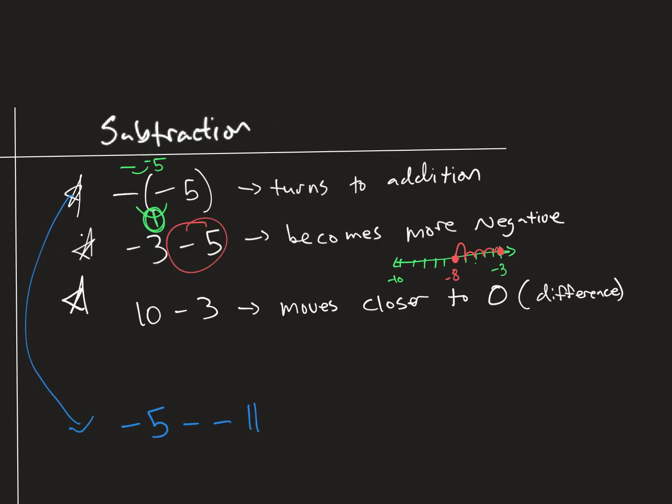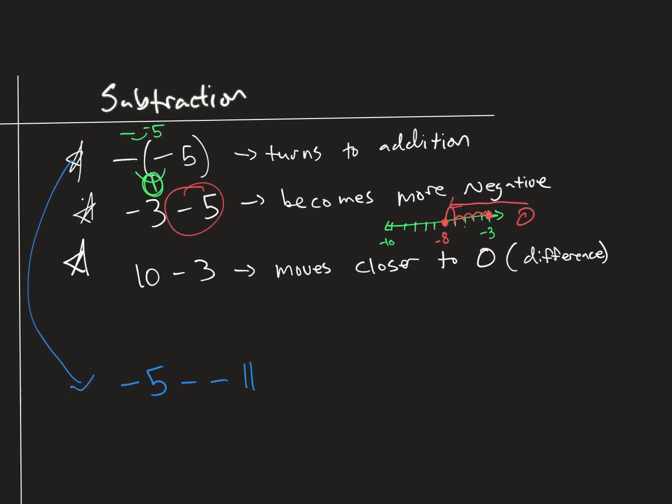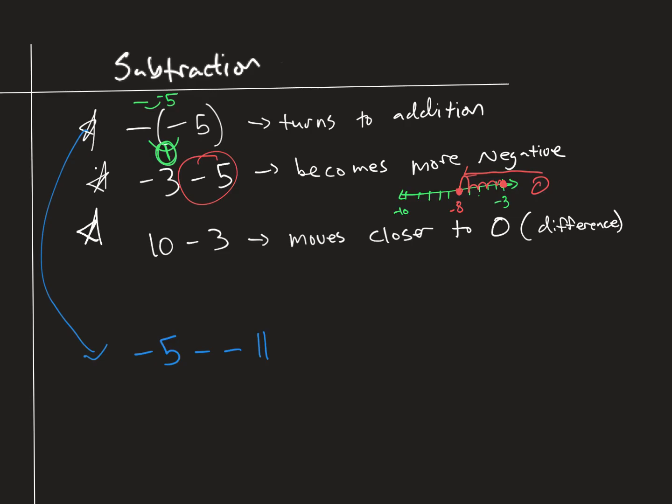That is saying that if zero's over here, we're moving farther away. It's becoming more negative. The final one, if we have two positive numbers and we just subtract, it's becoming less, and we're moving closer to zero, or the difference between.